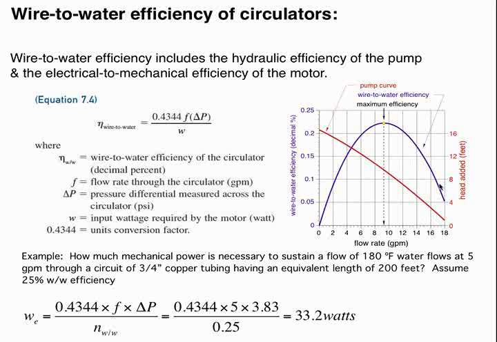In this case, I calculated a flow rate of, in this example here, 5 gallons per minute going through a 3/4 inch copper circuit, 200 feet long, with a circulator that was 25% wire-to-water efficient. How much electrical wattage would that pump require? Well, looks like about 33 watts. So again, you can manipulate this formula to either calculate the wire-to-water efficiency if you know the wattage, or vice versa. If you're looking for the wattage estimate and you know the wire-to-water efficiency, you can use that formula either way.